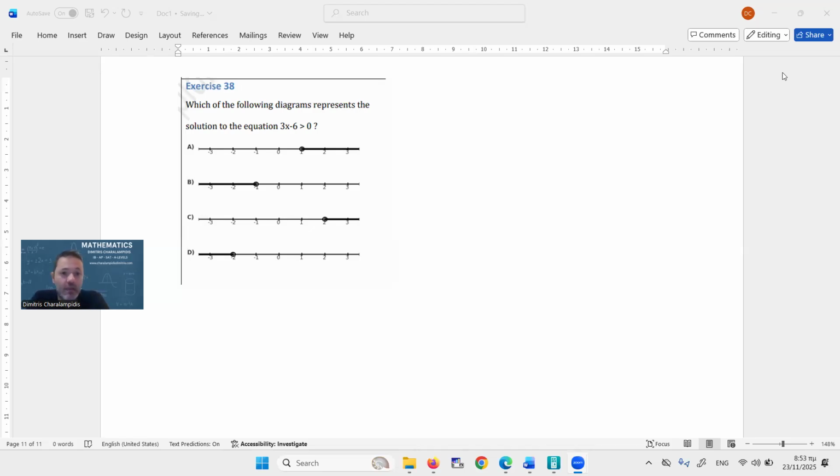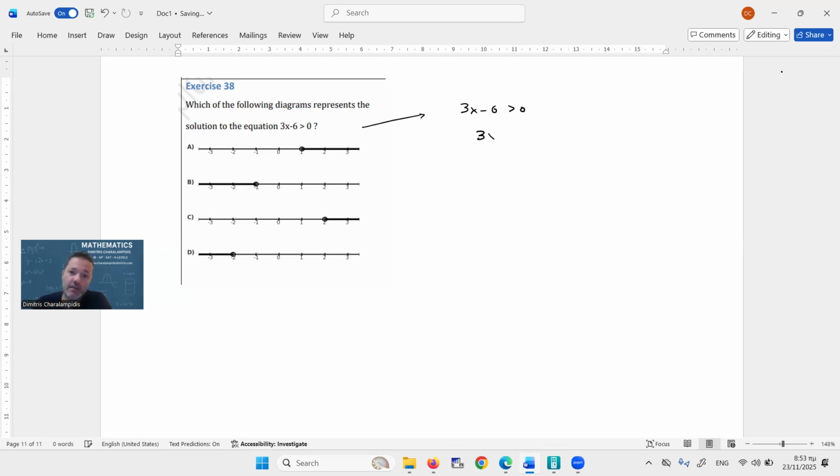Exercise 38. Which of the following diagrams represents the solution to the equation 3x minus 6 greater than 0? Okay, let's first solve that. 3x minus 6 greater than 0. It's a first degree inequality, so there shouldn't be any problem.